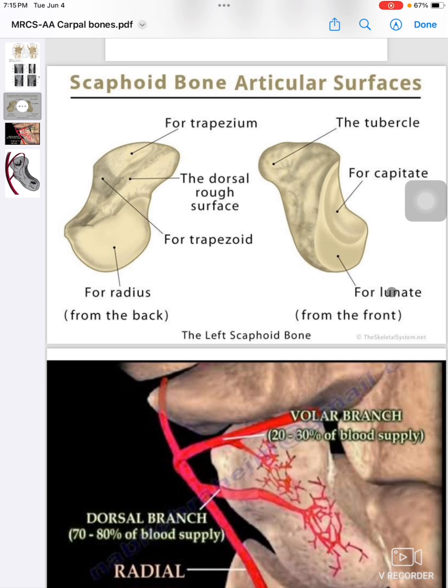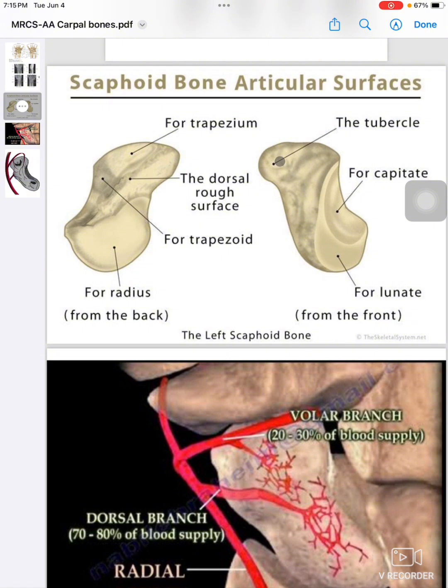Proximally, it has a wide convex articular surface for the radius. It has a distally sited tubercle that can be palpated. The distally sited tubercle here can be palpated. The remaining articular surface is to the lateral side of the tubercle.